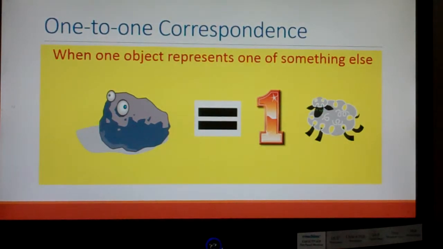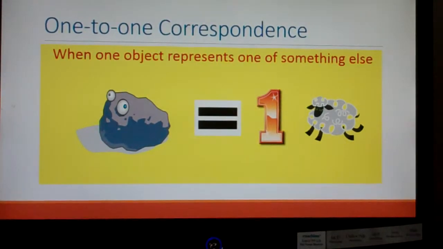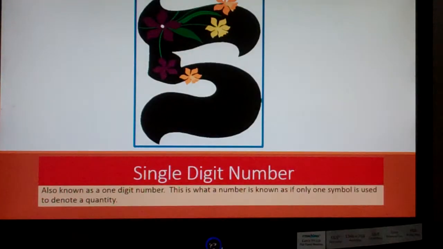One-to-one correspondence. When one object equals one of something else. One rock, for example, equals one sheep. Single-digit number, also known as a one-digit number. This is what a number is known as if only one symbol is used to denote a quantity.